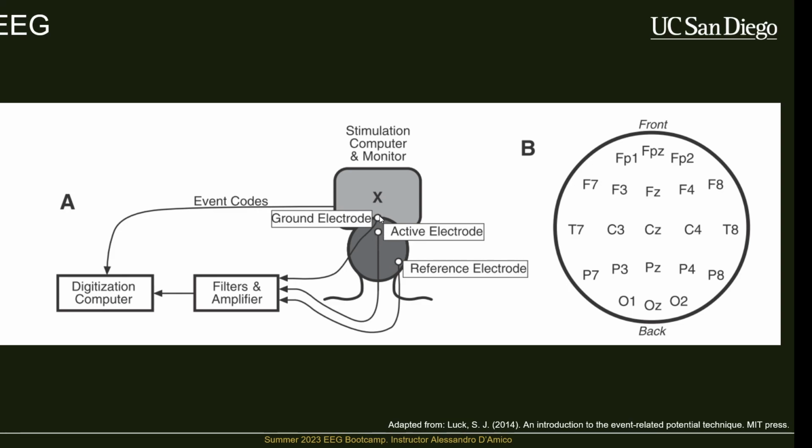And then the grounding electrode is doing exactly what it sounds like. It's grounding the participant and the circuit in general to the amplifier.